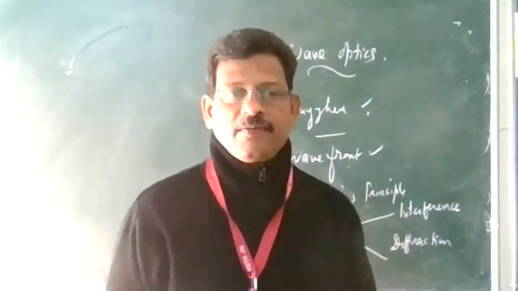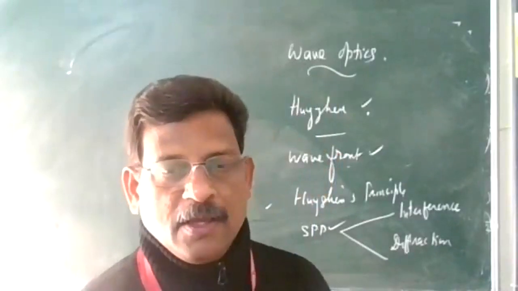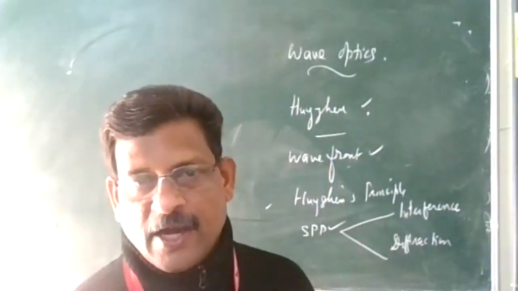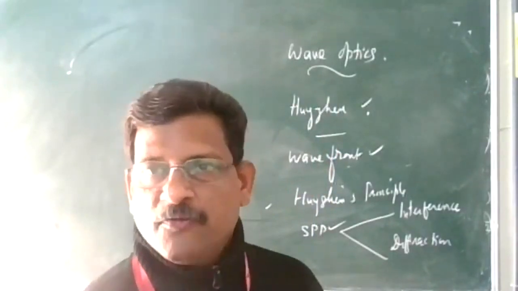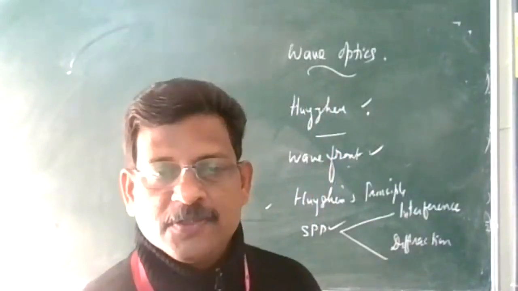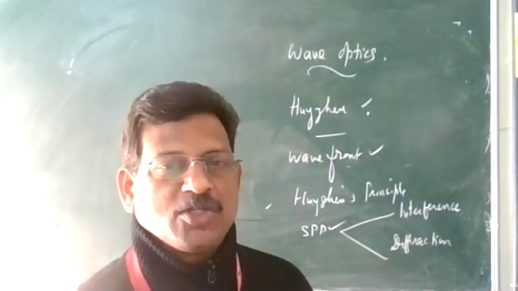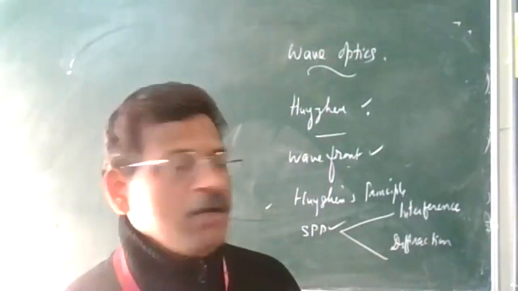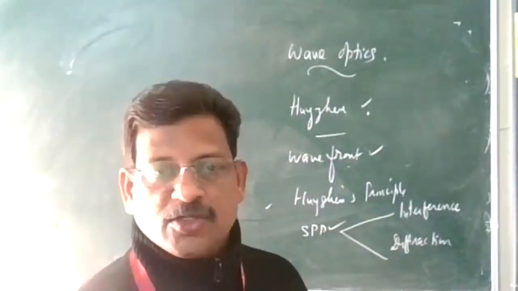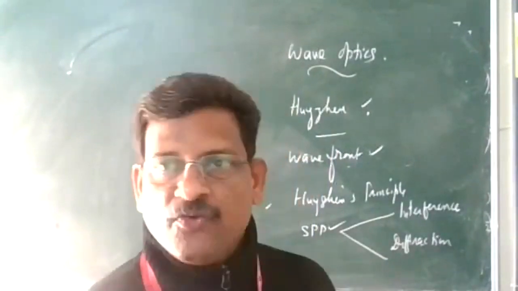Huygens was the first to introduce the wave nature of light. We explain the wavefront, then Huygens principle, the explanation of reflection and refraction on the basis of Huygens principle, then the superposition principle, which leads to 2 important phenomena, interference and diffraction. These 2 phenomena are very important, the main part. That will continue in the next class, wave optics.